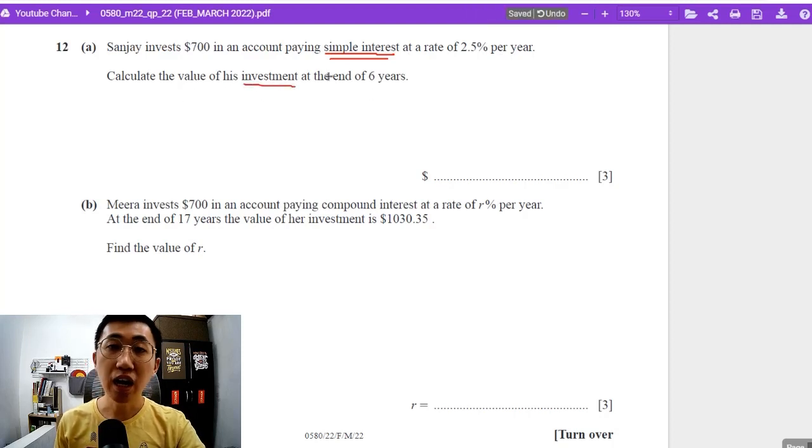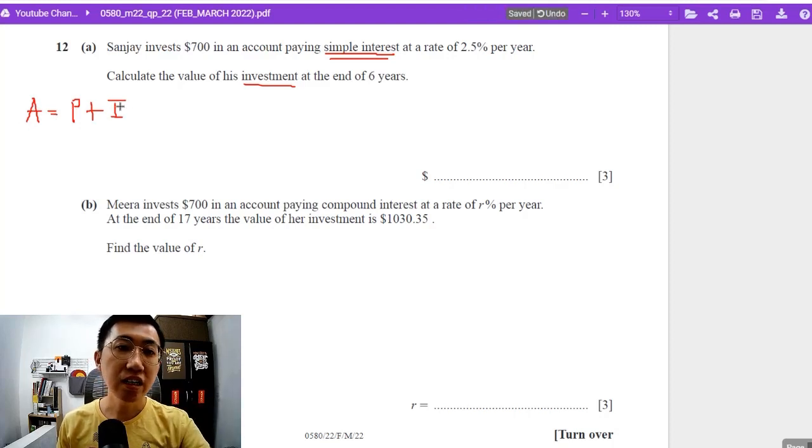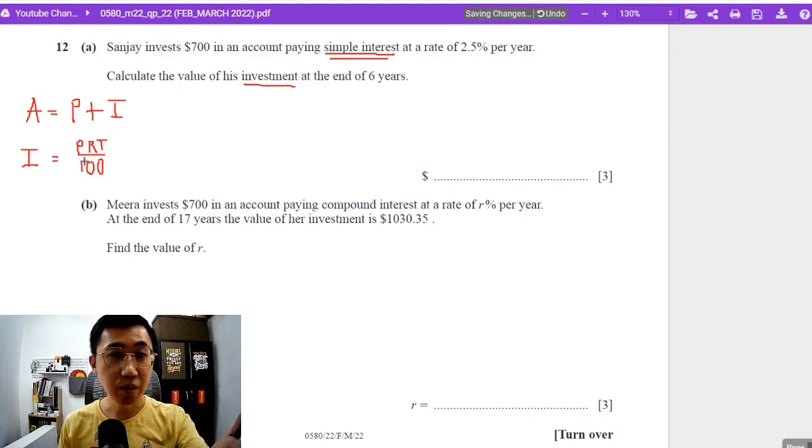Okay, so I am going to write the formula immediately after seeing simple interest. Two formulas. So the first formula is actually A equals to P plus I. Okay, so A is your value of investment, P is the principal, how much you invest, and I is how much the bank gives you. Alright, so another formula is actually your interest formula. I equals to PRT over 100. So you always need to write these two formulas and apply them immediately.